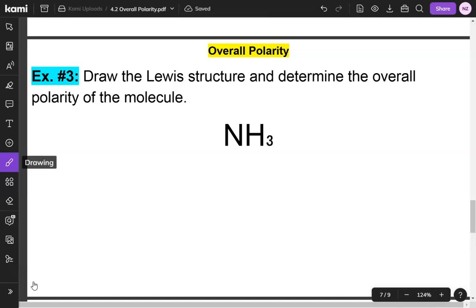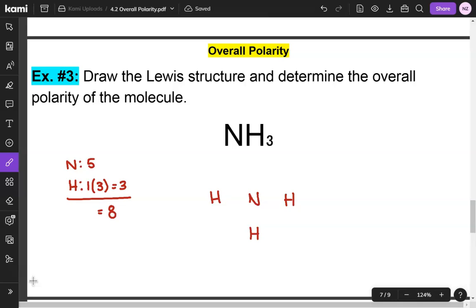All right, let's move on to NH3. Nitrogen has 5, hydrogen has 1, but there's 3 of them. If I add those up, that gives me 8. Nitrogen is going to be our central atom because it's by itself. I'm going to surround it with hydrogens. Single bond everything. 2, 4, 6.